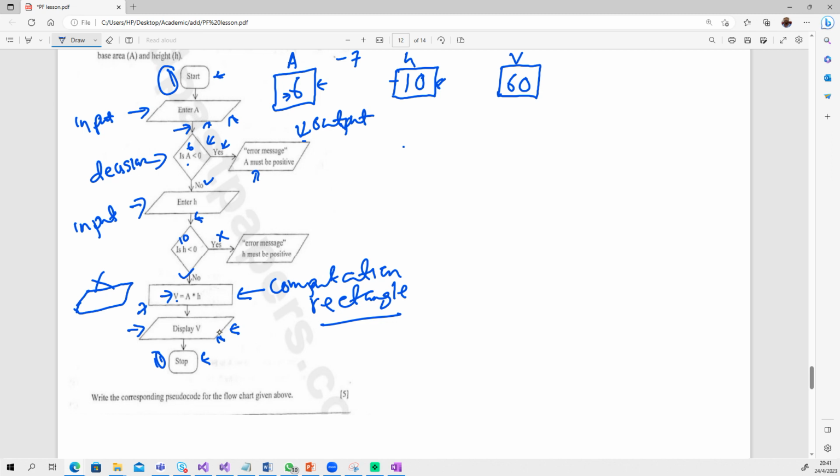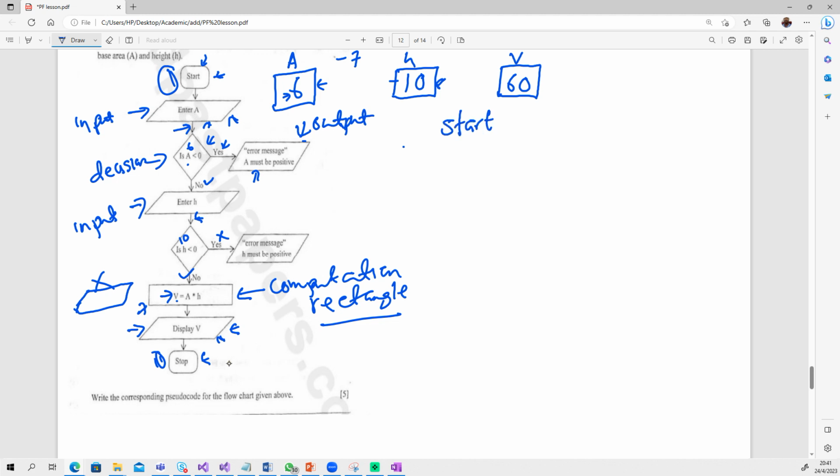Okay, yeah. Now the question here says you have to write a corresponding pseudocode for this flowchart. How do you go about this? Okay, so the way you go about this is you don't have to beat about the bush, or worry about anything. Converting this into pseudocode is one of the easiest things you can do. What you can do is begin by writing this start. So you can say start.